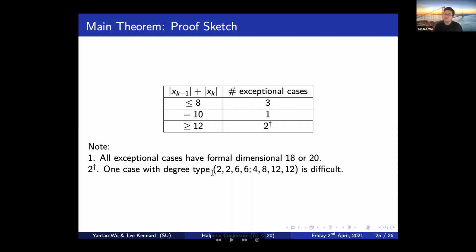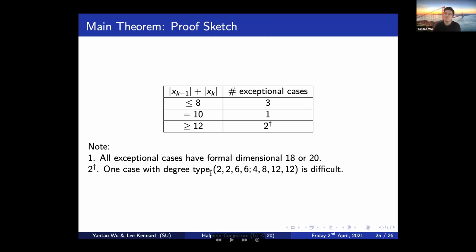And this one is pretty difficult because our previous method did not have much useful information when applied to that. For a while, we even saw that this case might be a counterexample. And luckily or unfortunately, it turns out it's not a counterexample. So the Halperin conjecture holds for this one. That's why we stop here, because this degree type is a little bit difficult to deal with.